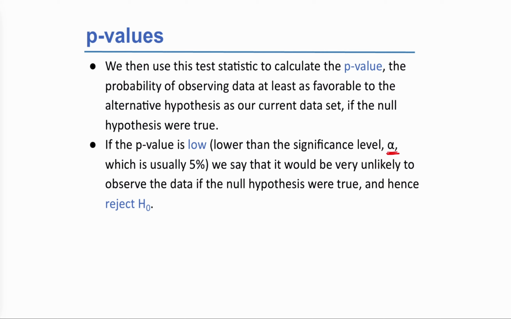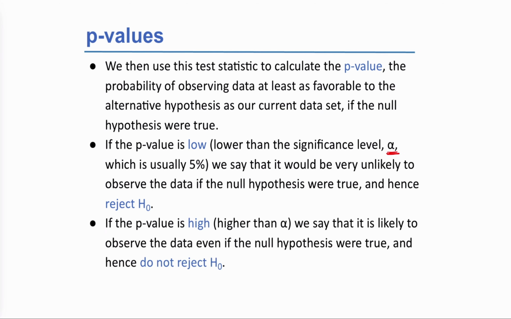So if our p-value is lower than our alpha, we reject the null. If the p-value is higher than our alpha, we say that it is likely to observe the data, even if the null hypothesis were true, and we do not reject the null. These are our only two options. We reject or we do not reject the null. Always, always, always. You never accept anything. You never have anything to do with the alternative. Your conclusion should always be to reject or not reject the null.